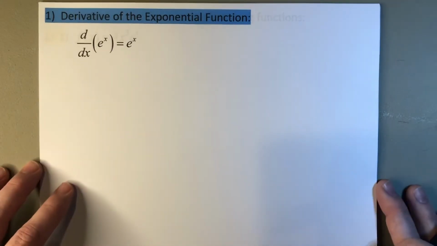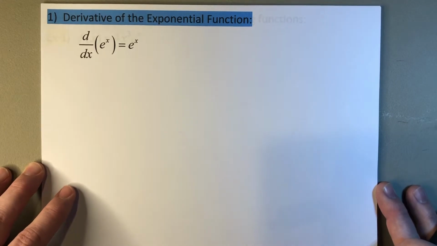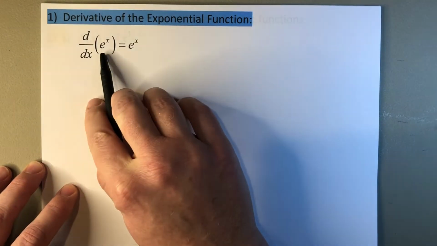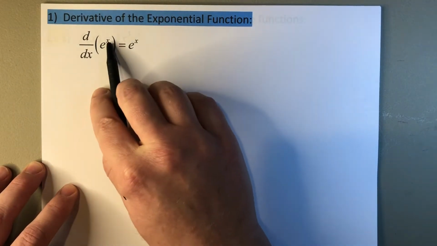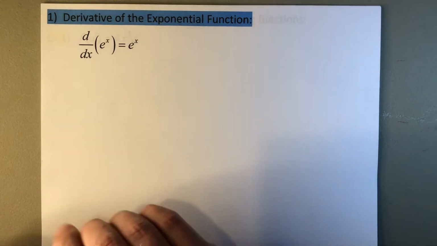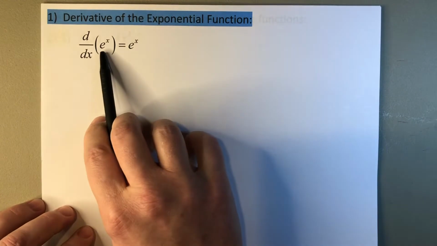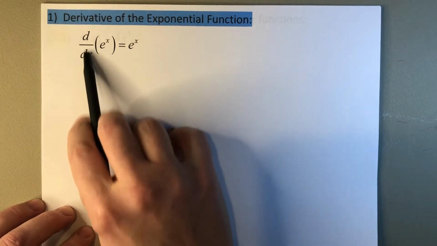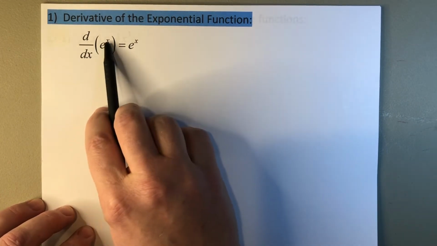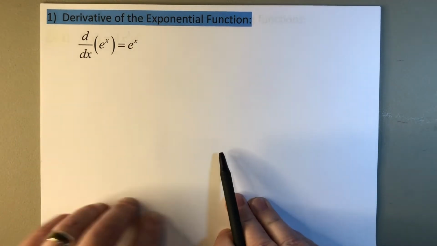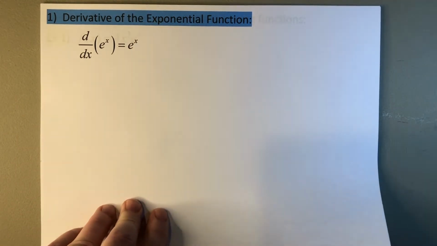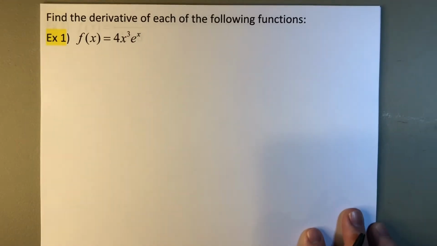So, first thing, the derivative of the exponential function. Specifically, in this class, we're just going to look at e to the x. So you don't have to worry about any other exponential type functions other than this natural one. So notice that the derivative with respect to x of e to the x is just e to the x. So that's nice. So let's see how this works by way of some examples.